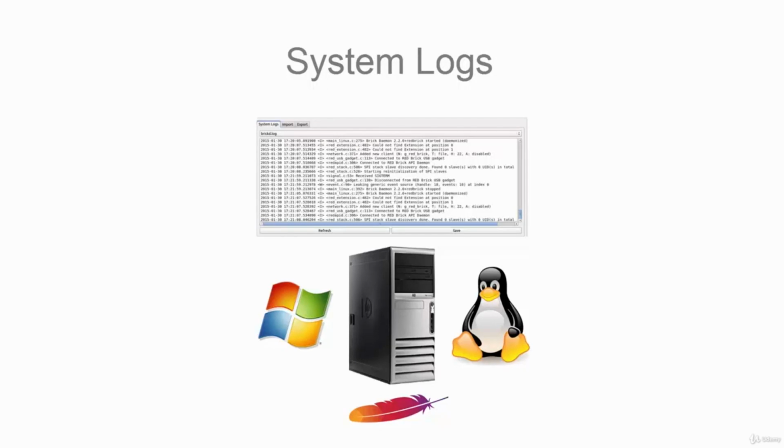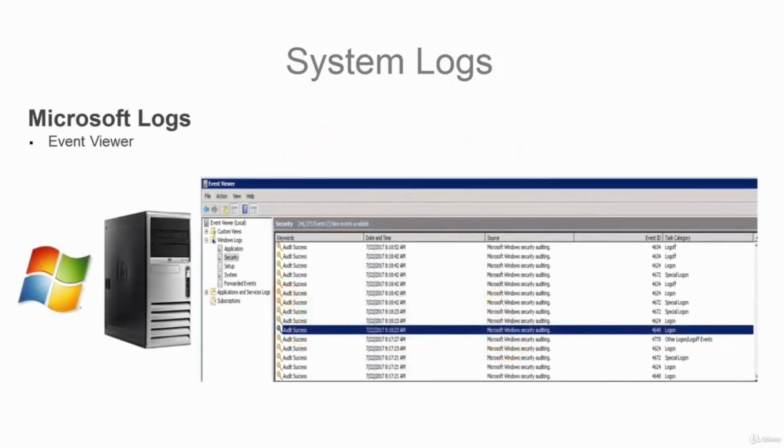Each operating system has their own logging system. Windows logging information can be displayed from the event viewer. These logs consist of data like user login, logoffs, and system events. Let's hop back into the lab and I'll show you a live event viewer log from a Microsoft server.